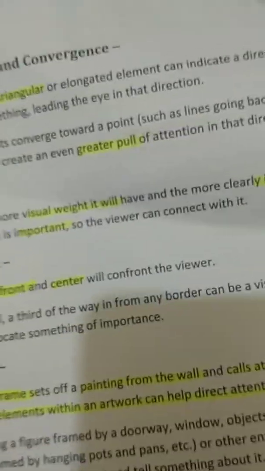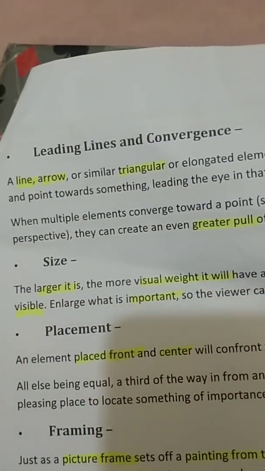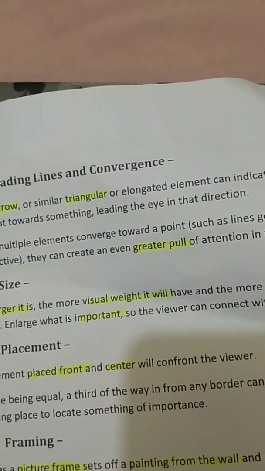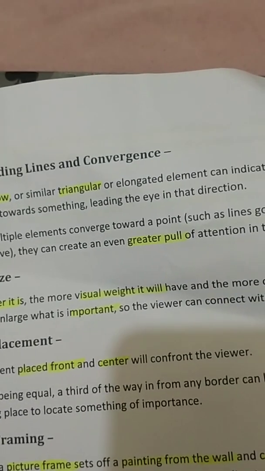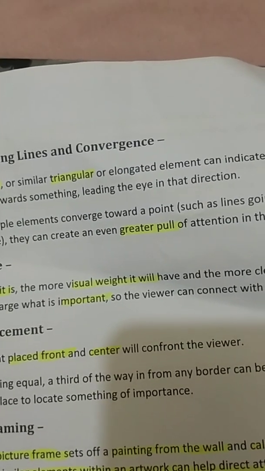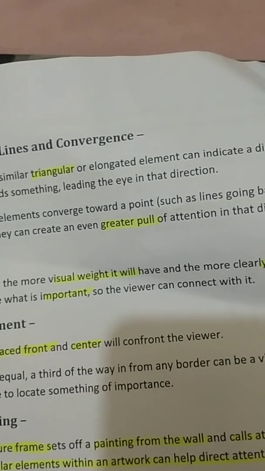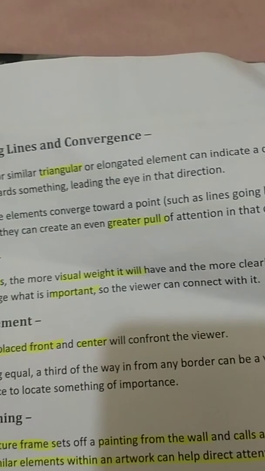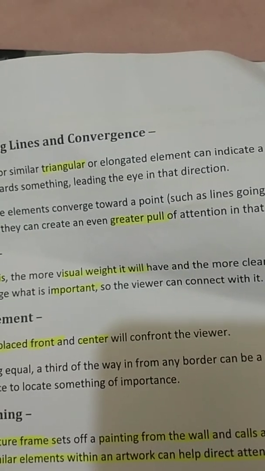Number two, we can also create emphasis through leading lines, like arrows, similar triangles, the lines. These lines go in a special direction and point towards something, leading the eye in that direction. When multiple elements converge toward a point, such as lines going back into perspective, they can create an even greater pull of attention in that direction.